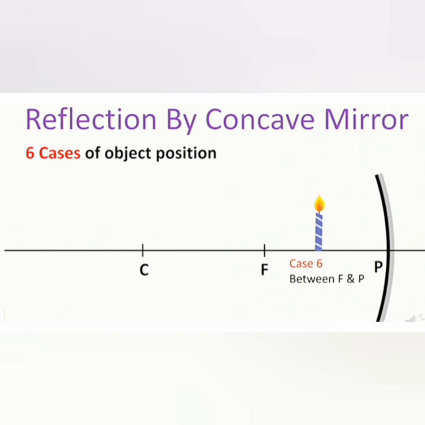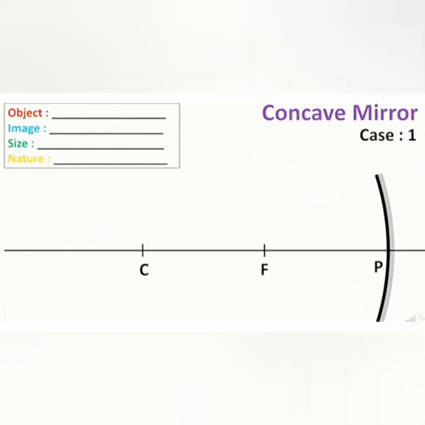Now I'll discuss in brief the ray diagram of the first case. To draw the ray diagram, at first we draw the principal axis and select the center of curvature, focus and pole. After drawing the diagram, we will find the object, image, size of image and nature of image. Remember that the object will always be in front of the shining surface of the concave mirror. Like a mirror, we always stand in front of the mirror, not behind the mirror.